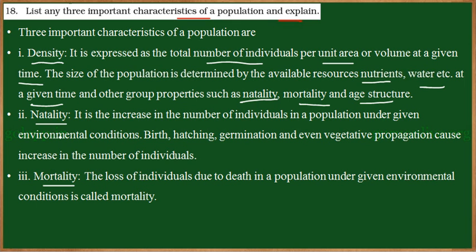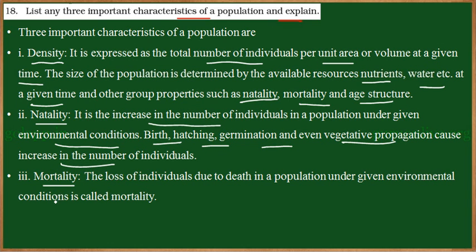Now coming to natality. Natality refers to the number of births during a given period in a population that are added to the initial density. It means an increase in the number of individuals in a population under environmental conditions. Already there would be a population size, so if new individuals are added, that means the population will increase. It can be birth, hatching, germination, and even vegetative propagation. These are some of the ways in which new individuals are added. So natality increases the number of individuals.